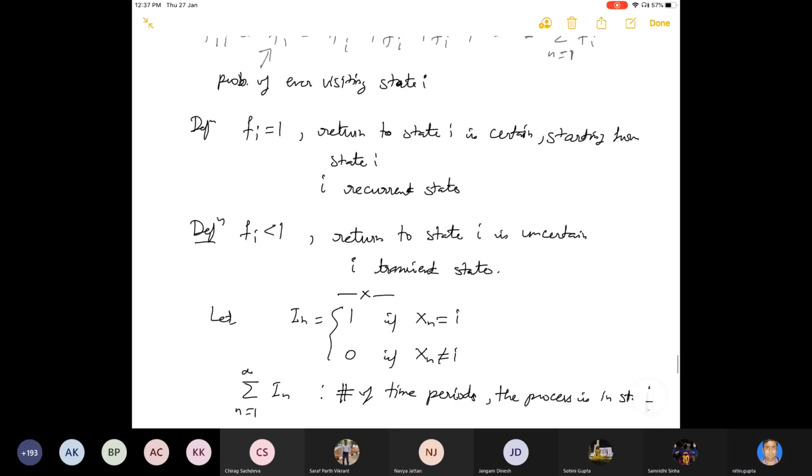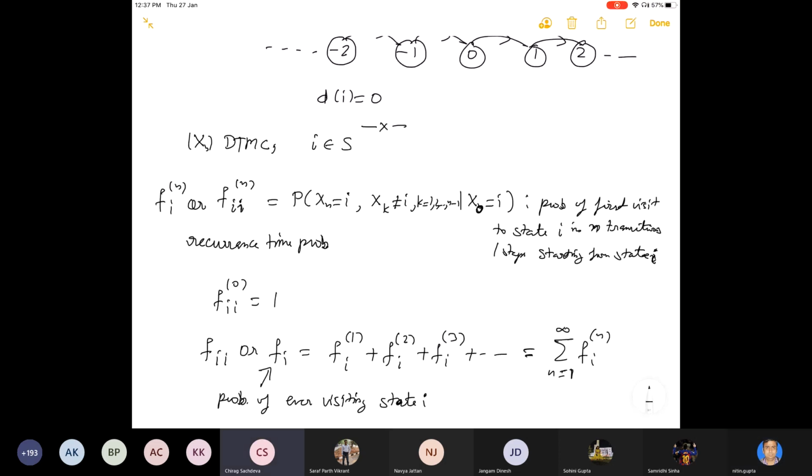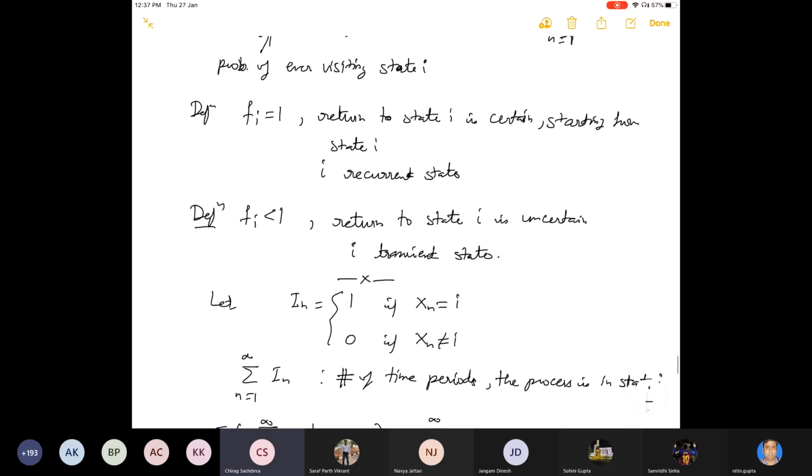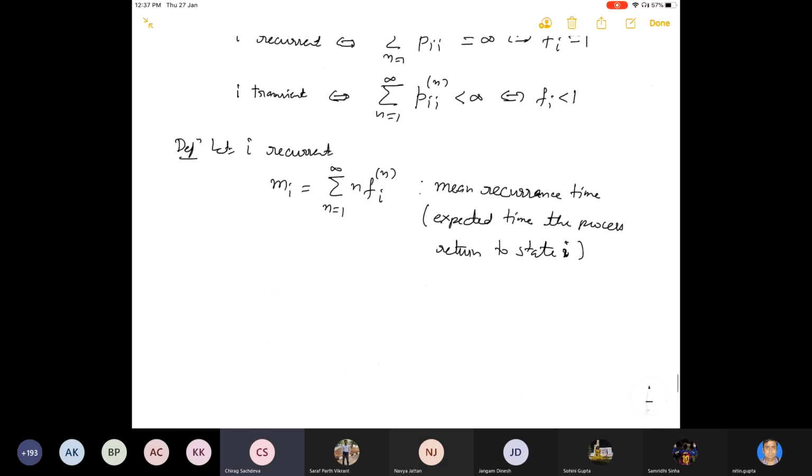fIn means the probability of first visit to state I in n transitions, starting from state I. So the mean value should also be the mean value of the first visit. So that means expected steps: in how many steps you are expecting that basically. Time doesn't mean exact time, it means transitions or steps basically.